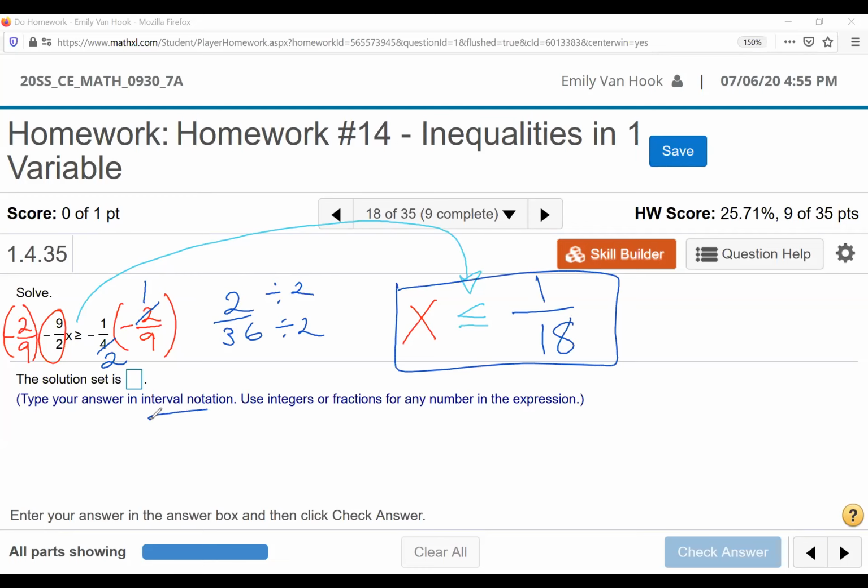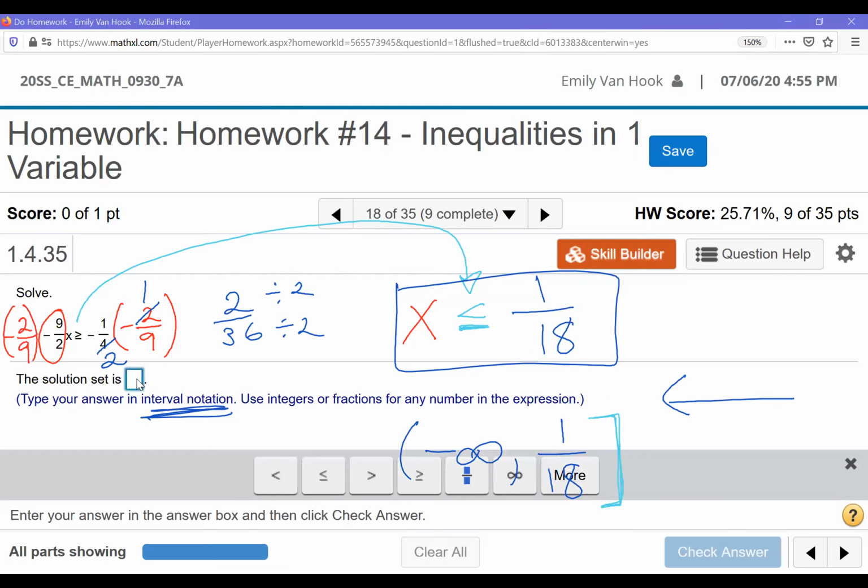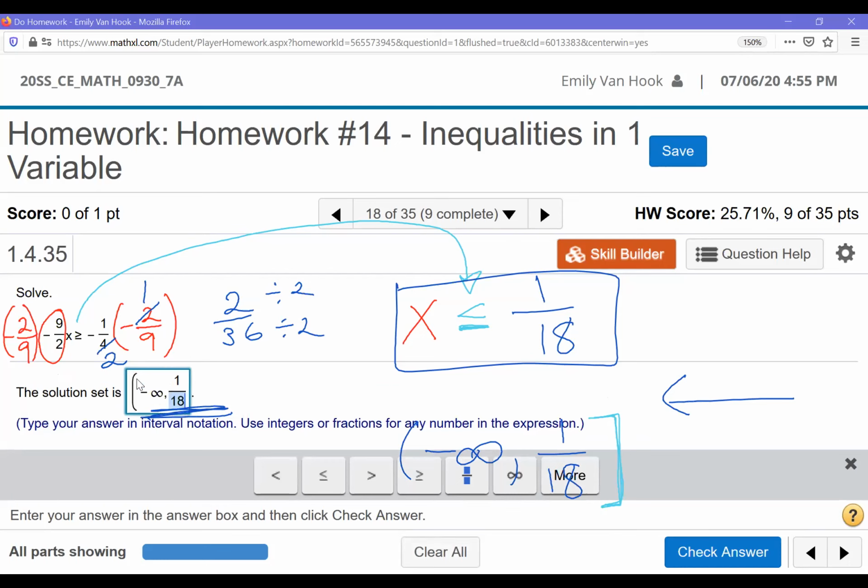Now we need to do this in interval notation. So since it's going in that left-hand direction, this is a negative infinity, comma, and then 1/18. The symbol on the other side of my interval needs to be that square bracket because my inequality sign has that equal sign underneath it. So x is less than or equal to 1/18, but my interval will be like this: parentheses, negative infinity, comma, 1/18. And then I'm using my arrow key.